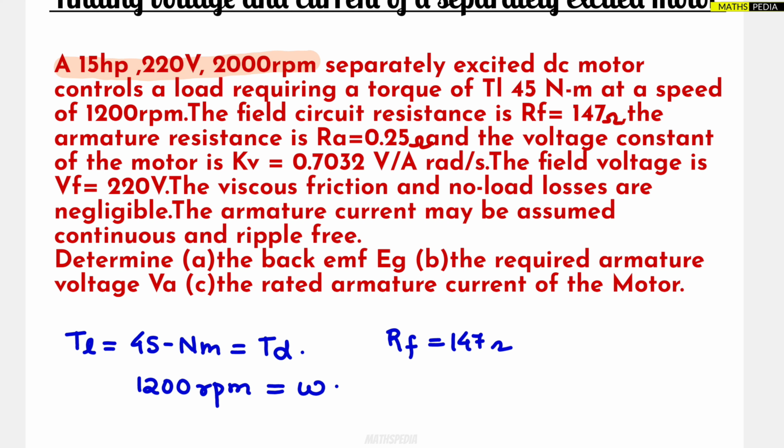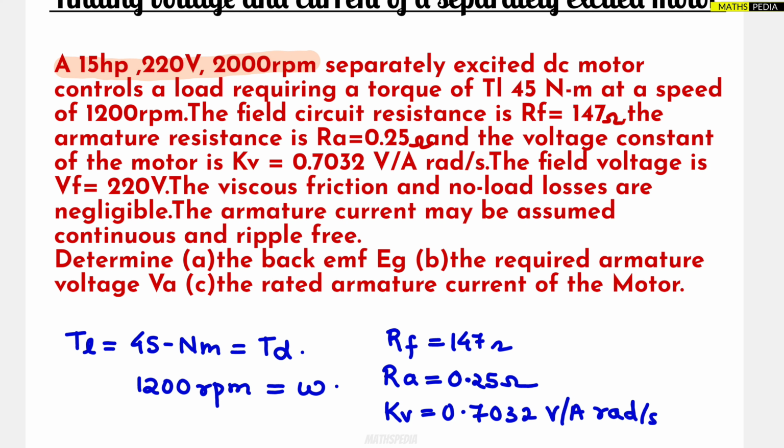Then the armature resistance Ra is also given. Then the voltage constant of the motor, kV, is also given. So kV here is 0.7032. This is the given kV value, with the unit volt per ampere radian per second.